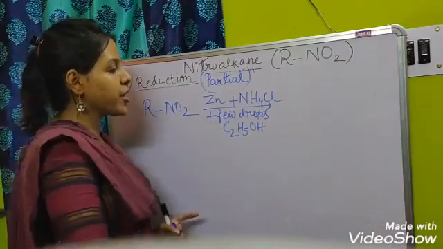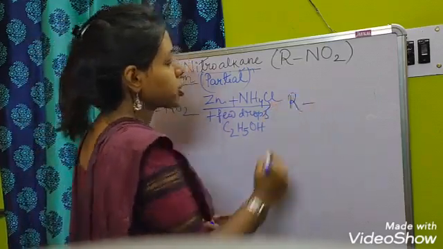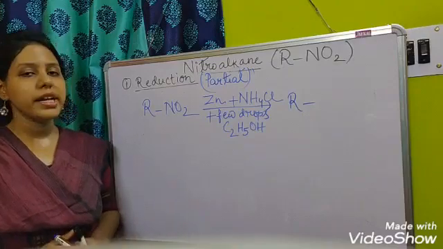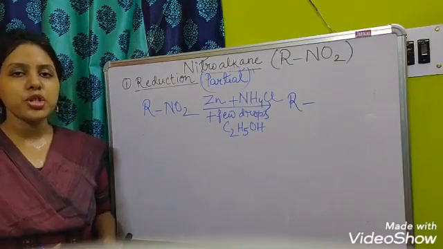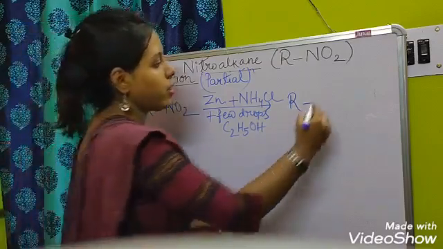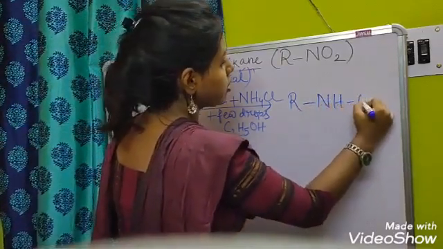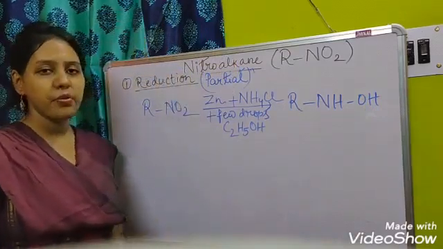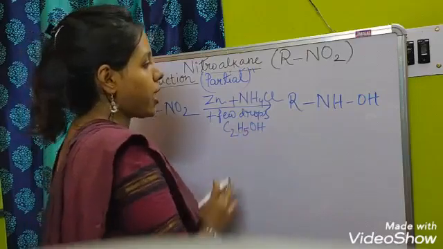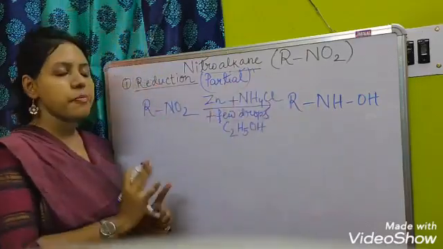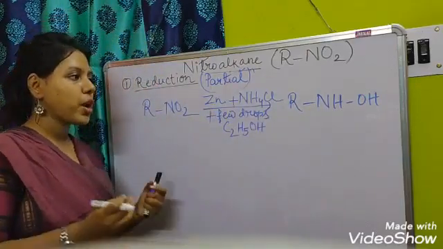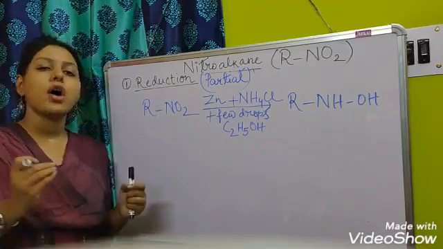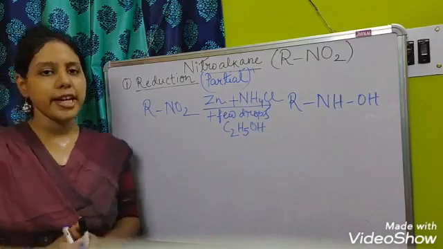So what will happen in this reaction? As partial reduction takes place, in this step we will get a substituted hydroxylamine. So there will be the formation of NHOH, a substituted hydroxylamine. Now this is the product of partial reduction. Now we use this type of test in identification of the nitro groups in any organic compound.